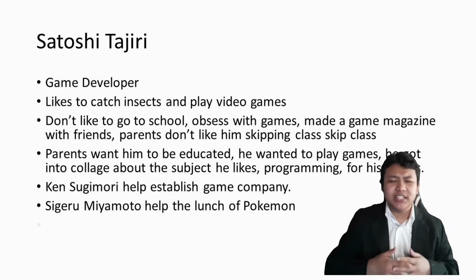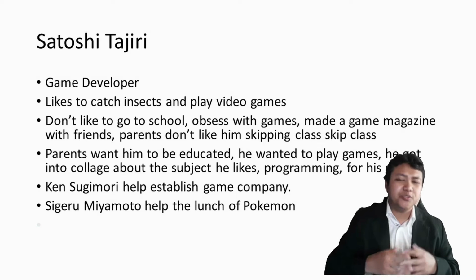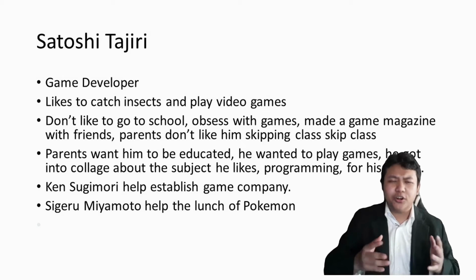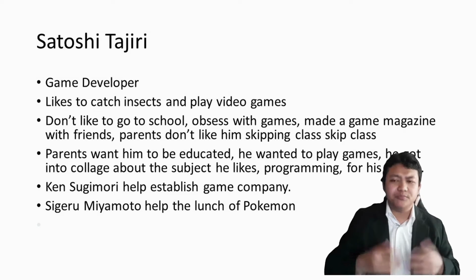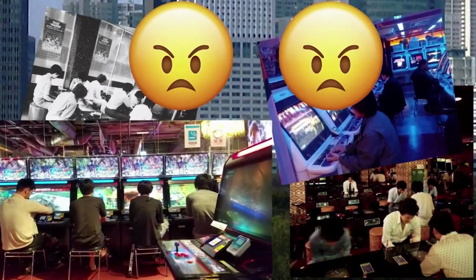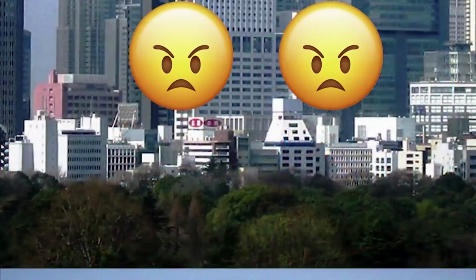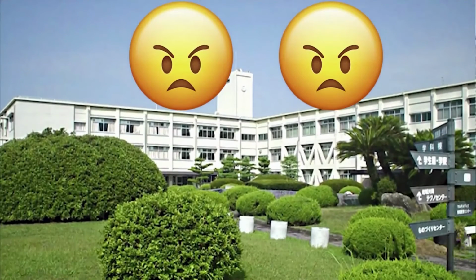When he was 17, he also made his own magazine called Game Freak with his friends. So, to please his parents after skipping school, he got into a college. Of course, Satoshi did eventually get his high school diploma, and afterwards went to Tokyo National College of Technology for 2 years, studying computer science and electronics.